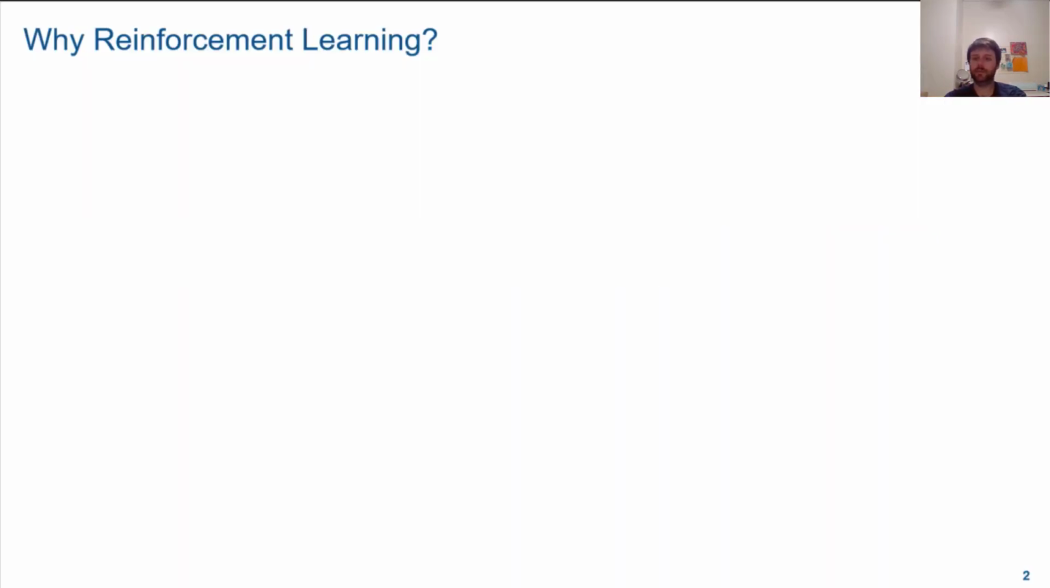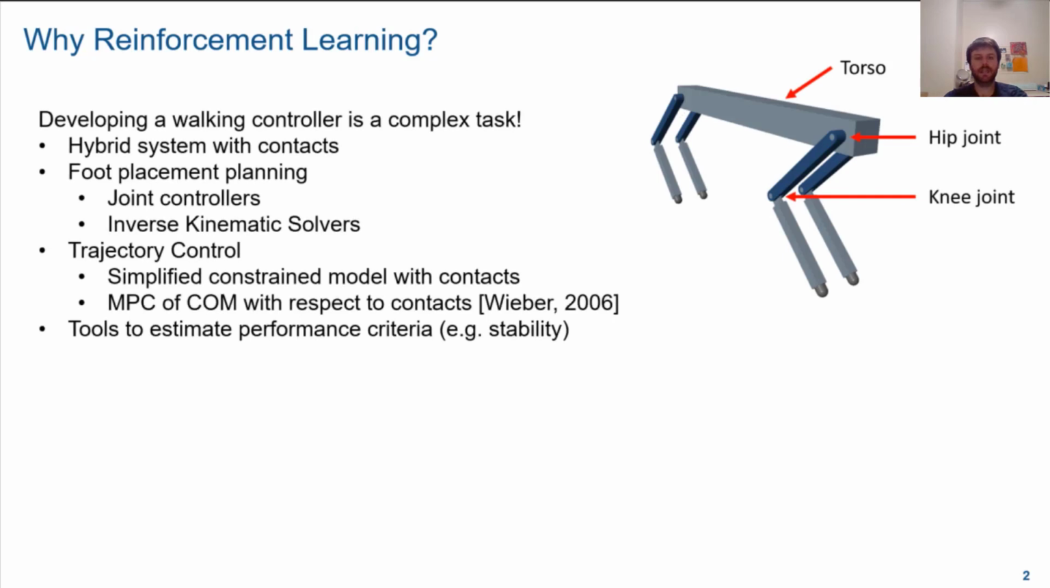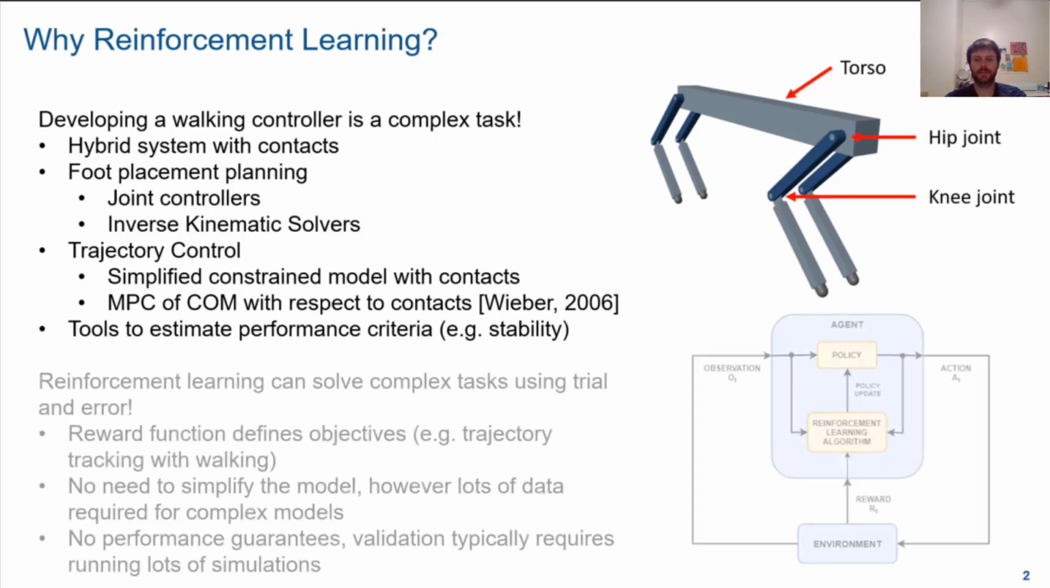So why reinforcement learning? Designing a walking controller with modern control tools is a complicated task that requires deep knowledge in hybrid systems, contact modeling, inverse kinematics, optimal control, etc. Furthermore, developing a system that can handle multiple gaits like walking and running will typically require building a controller for each gait type. This approach can take a lot of engineering effort.